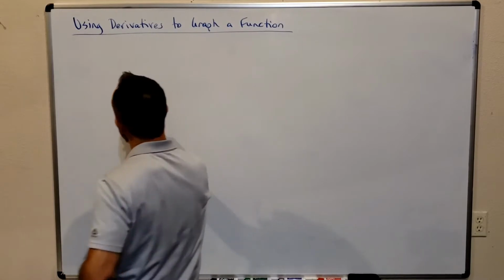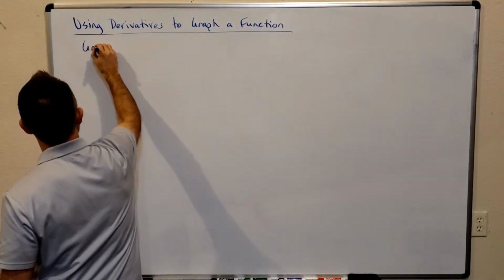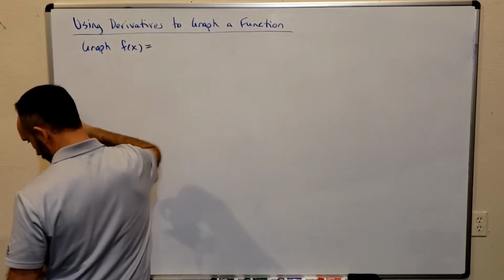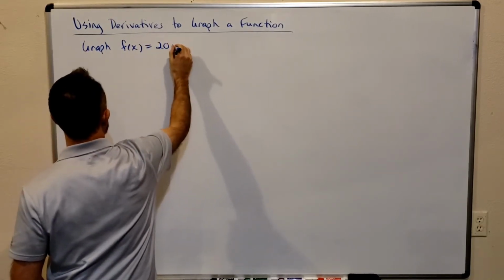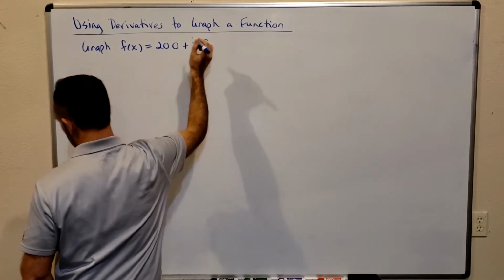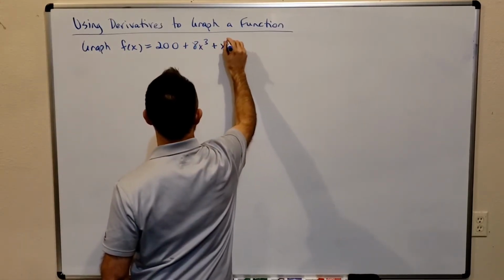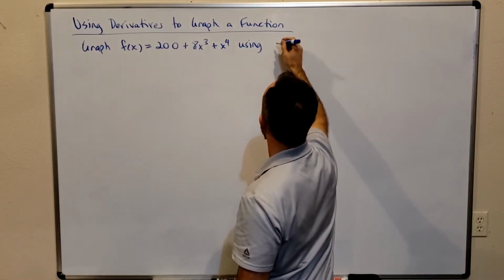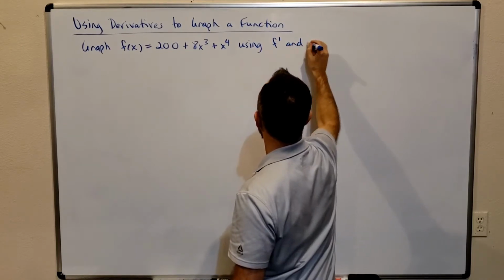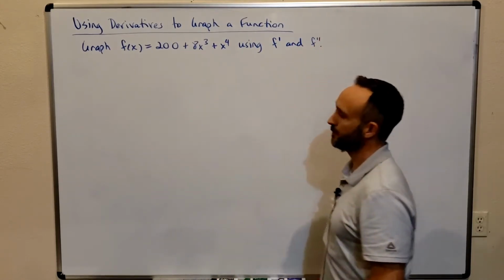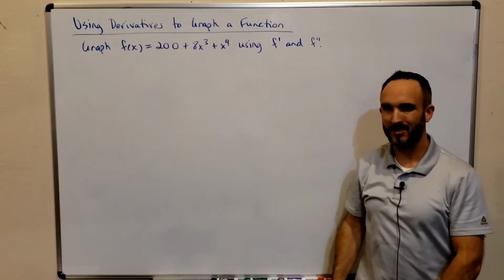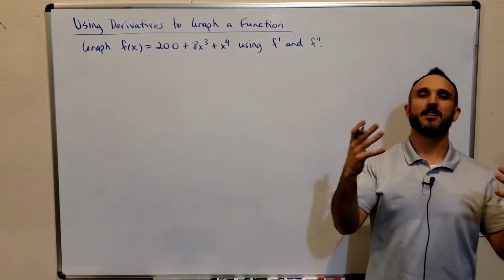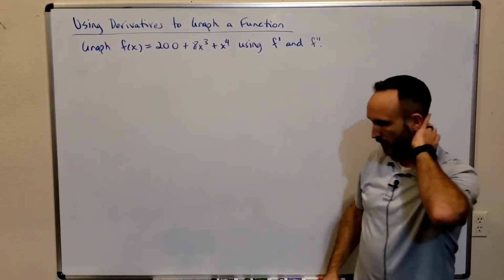So let's graph f of x equals 200 plus 8x cubed plus x to the fourth using f prime and f double prime. Okay? So this will mean we'll need to identify places where the function is increasing and decreasing, local maxes and mins, concavity, and inflection points.